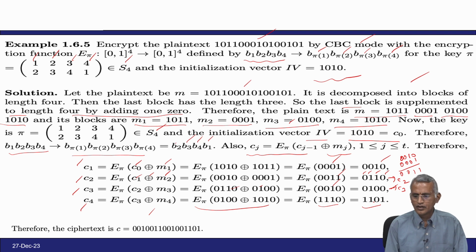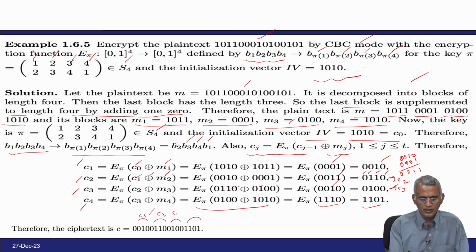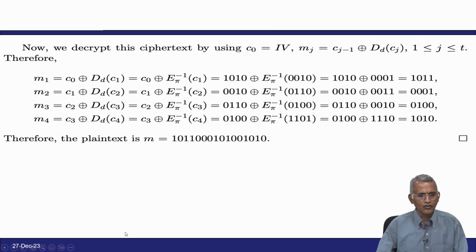So this way we can calculate C4. Now you collect all of C1, C2, C3, C4, and place C1, then C2, then C3, and then C4. So C1, C2, C3, C4 is called the ciphertext of the given plain text using the CBC mode. Is it clear? Now we have to do the decrypt.